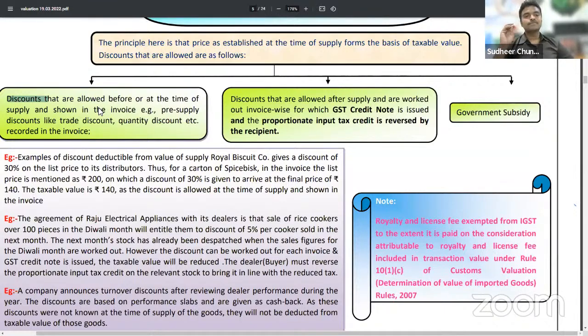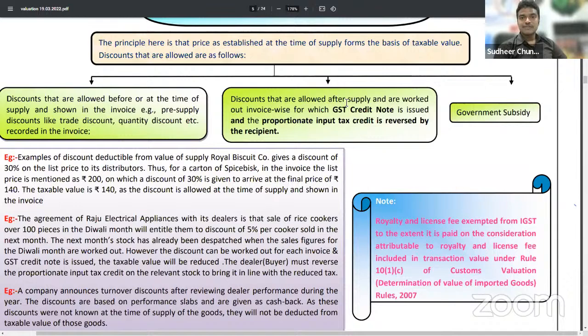For example, 1 lakh is the value of the goods, minus 15% discount is given. So the balance is 85,000. So on 85,000 GST will be levied? Yes. So discounts which were shown in the invoice should be excluded. Okay. So this is the first part. Discounts that are allowed before or at the time of supply have to be excluded.